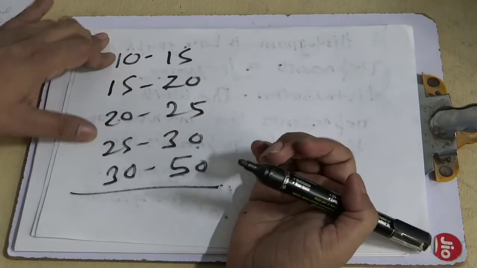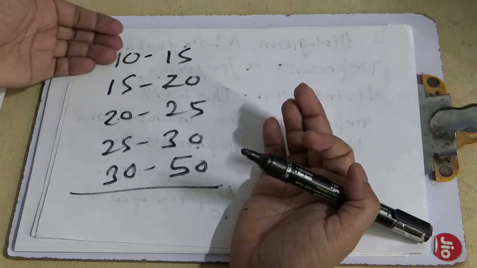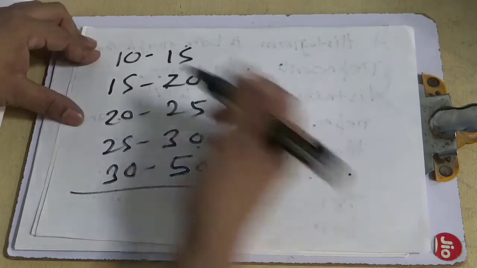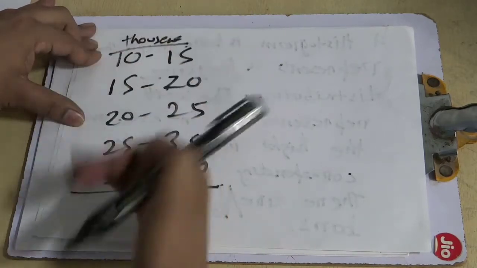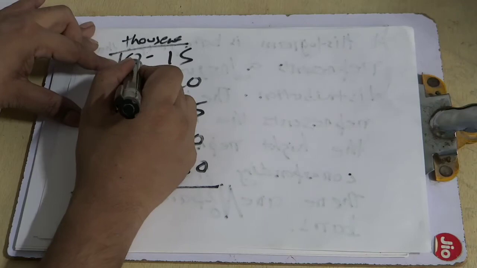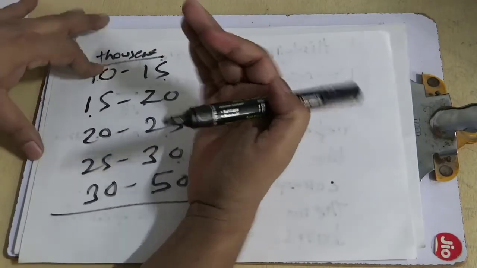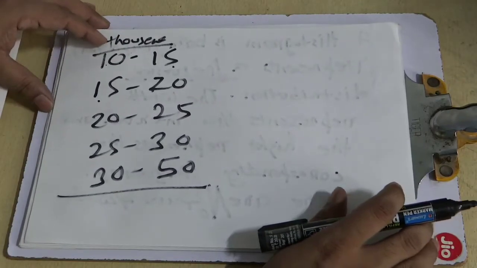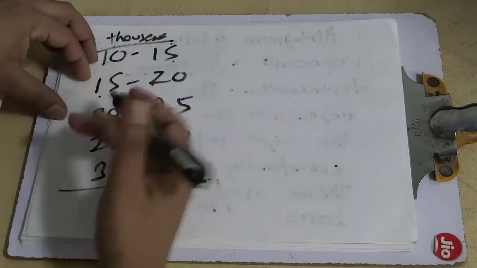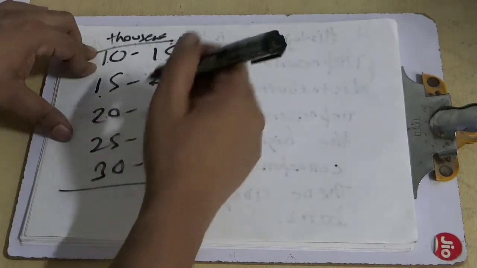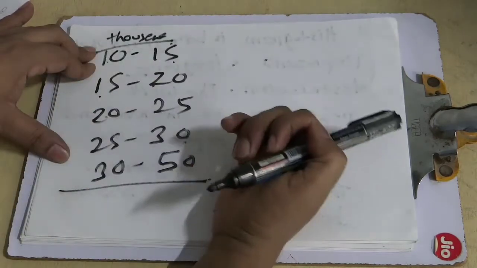For example, if we are calculating per capita income, then definitely it will not be 10 or 15. Here we can see 1000, so data is in 1000. It simply means 10,000 to 15,000. Or if we are calculating the average profit of companies, then definitely it will be in crores. So that depends on the nature of the data. So this is called the interval. And what is the frequency?